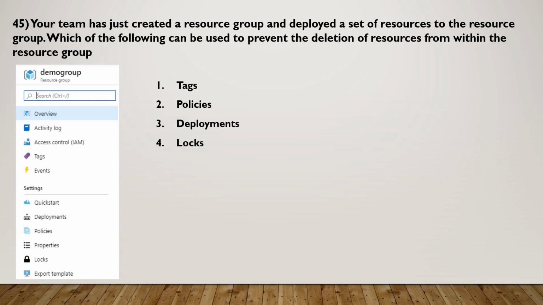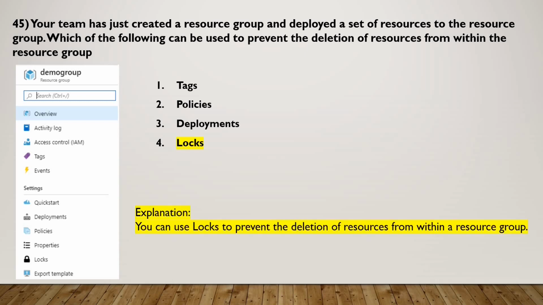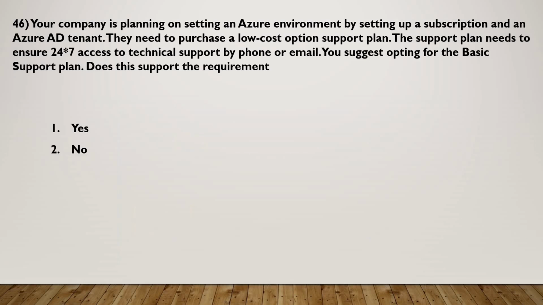Your team has just created a resource group and deployed a set of resources to the resource group. Which of the following can be used to prevent the deletion of resources from within the resource group? We can use the lock service. You can use locks to prevent the deletion of resources from within a resource group.